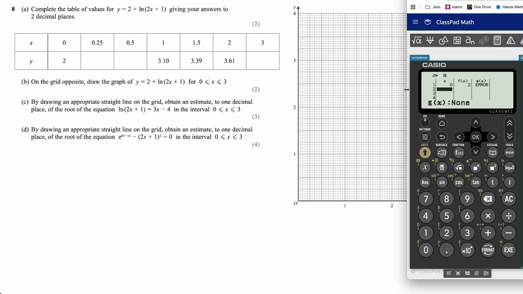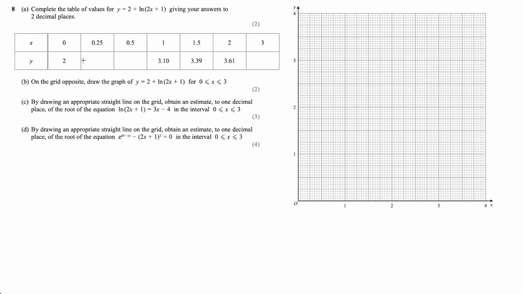Okay, so I'll do 0.25, I'll do 0.5, and I'll do 3. And these are my values, to 2 decimal places, guys: 2.41, 2.69, and 3.95. Then he says, on the opposite grid, draw this graph.